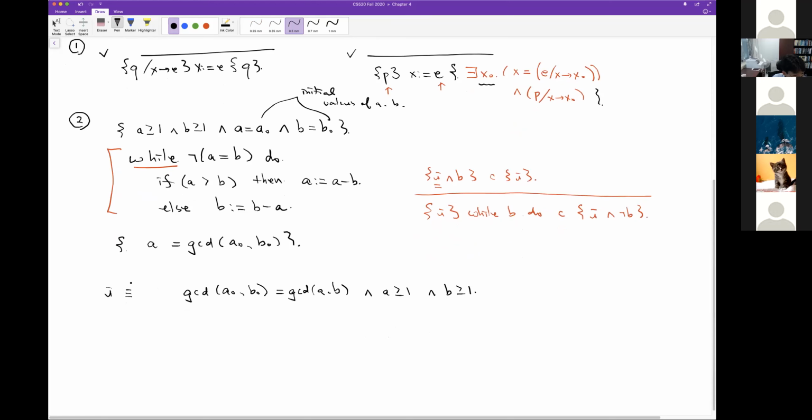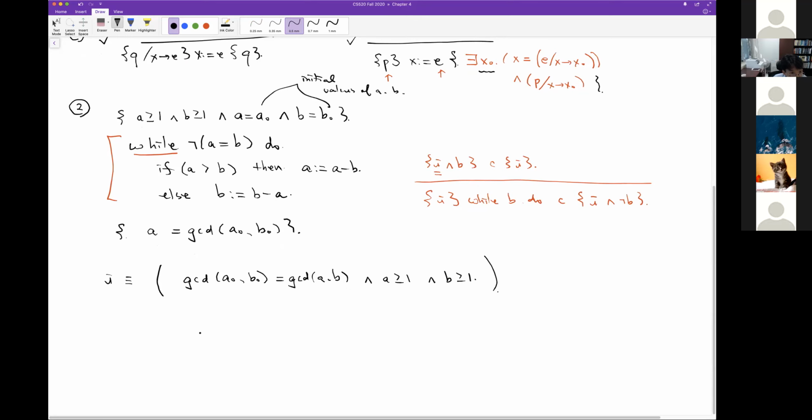Now, this loop invariant captures the key idea, and then how do we prove this? We use these proof rules. First, to use this while rule in this context, let's call the entire thing a precondition P, and this entire thing a postcondition Q.